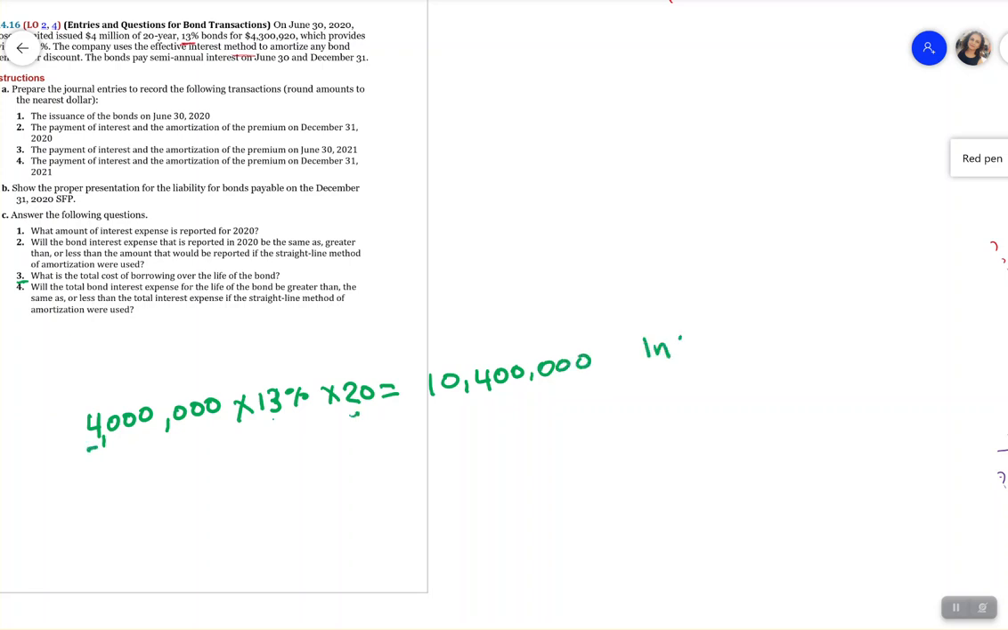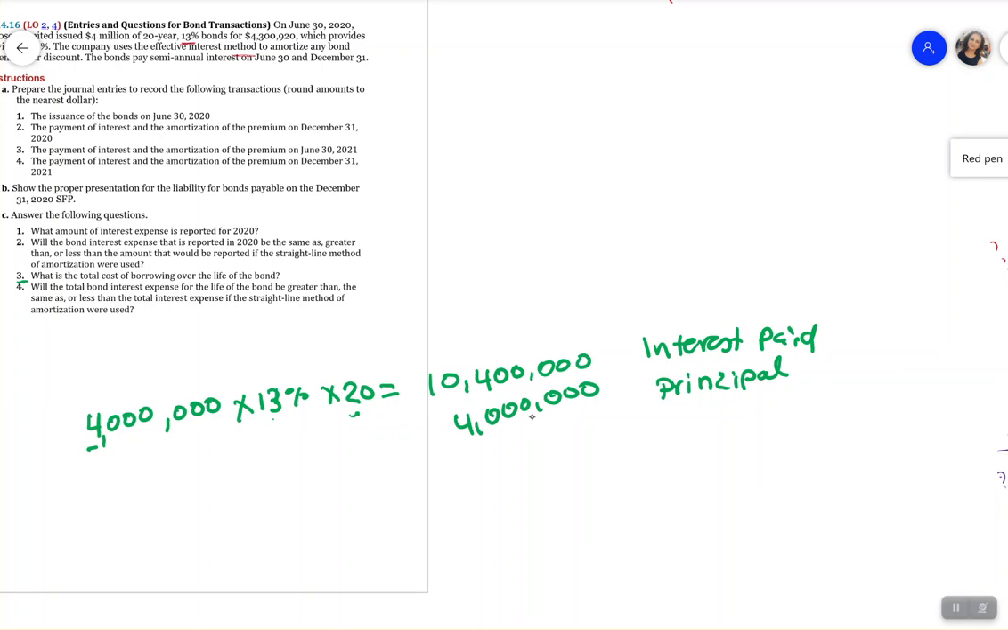So this is the interest that the company paid. Now, this is just the interest we paid. We still have to pay the principal. This is the interest paid at the end of the 20 years. We're going to make a principal payment, because our principal is still there. So we're going to make a principal payment of 4 million.